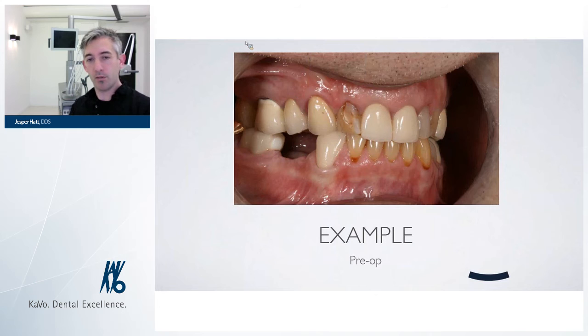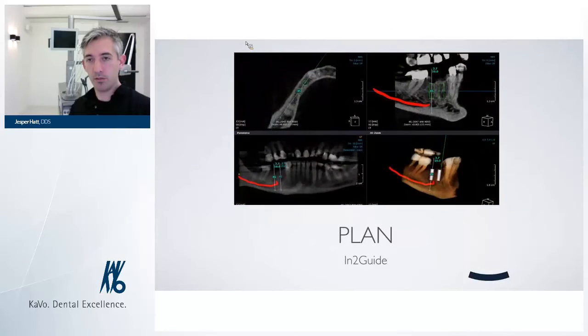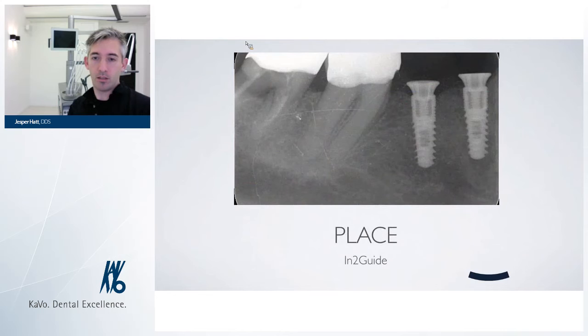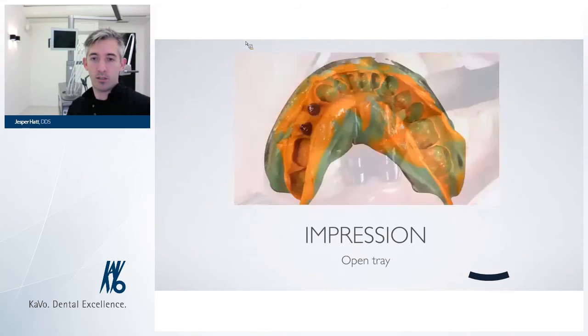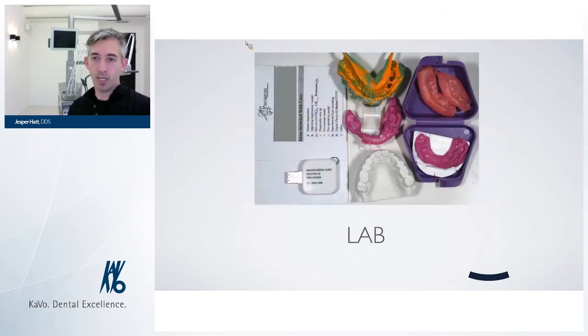It gives us the opportunity to take a look at the soft tissue in regards to our surgical plan. Applying our implant position, put on the implants, take our impression, and usually we do it with the open tray technique. In this case, we fixed them to each other with some composite material. Made our impression, and we get everything ready for our lab.